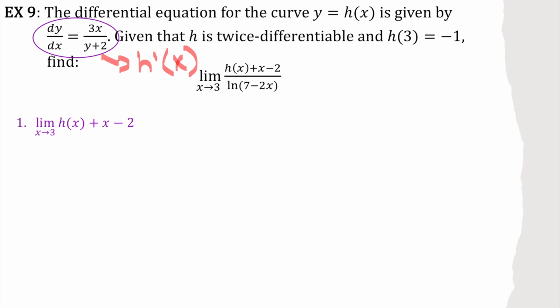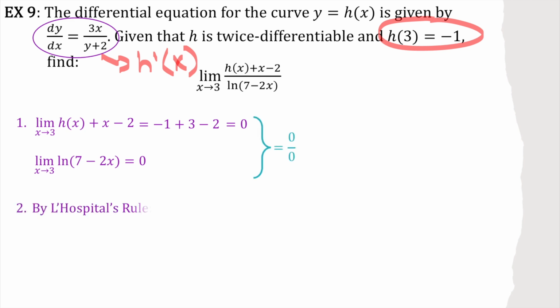All right, starting by direct substitution, the limit as x approaches 3, h of x plus x minus 2. Well, they told us that h of 3 is -1, so we get -1 plus 3 minus 2, which is 0. And then on the bottom, 7 minus 2 times 3, so that's 7 minus 6. The ln of 1 is 0. So we do have our indeterminate form, and we can utilize L'Hopital's rule. So rewrite the function.